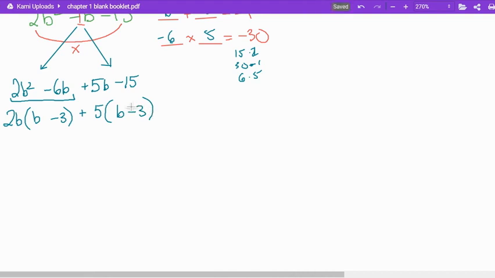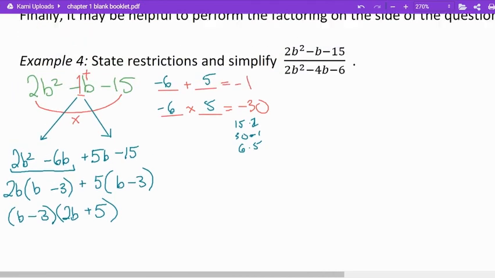And then a few people forgot that with decomposition, this last step. So the last step is that we write b minus 3, and then we bring the two coefficients into the second fraction. Okay, so we stop there. We've basically factored the numerator. Now let's factor the denominator.